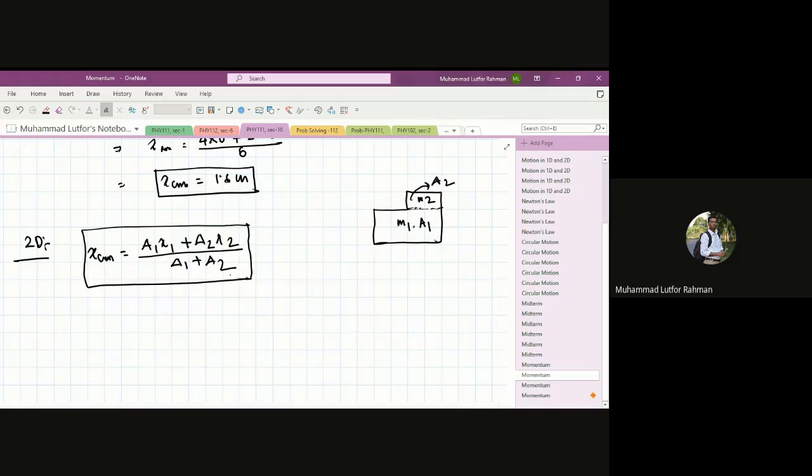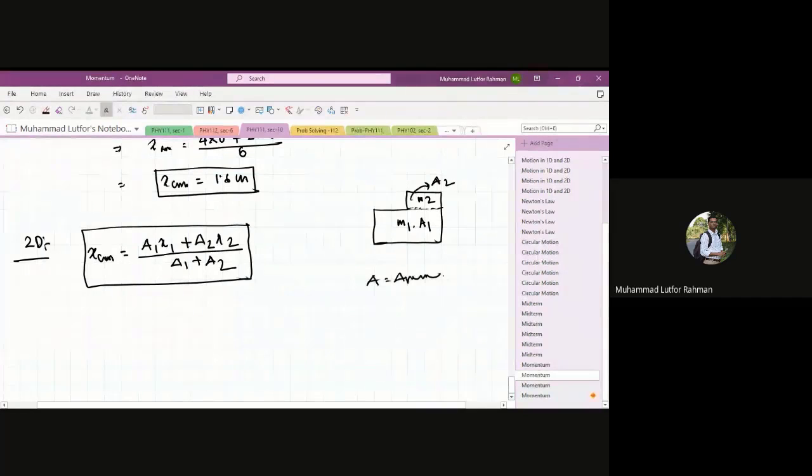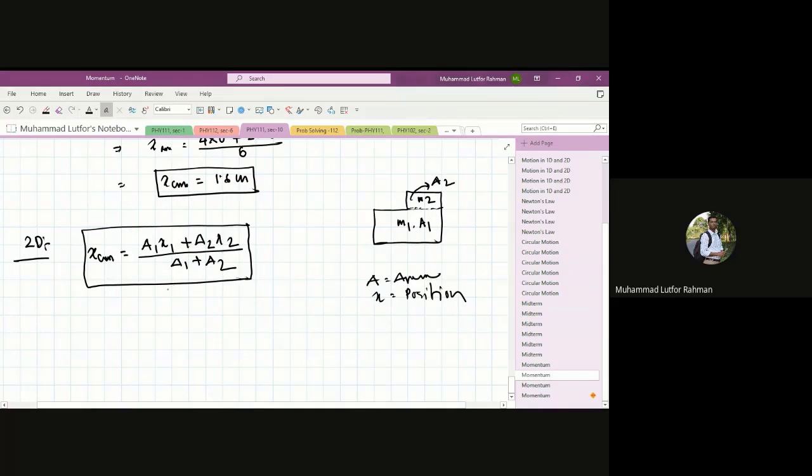Any question over here? Sir, what is A? A is the area over here. And X is basically the position. How this formula becomes, I'm going to show you.